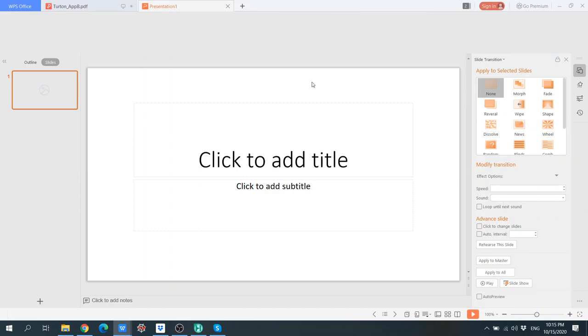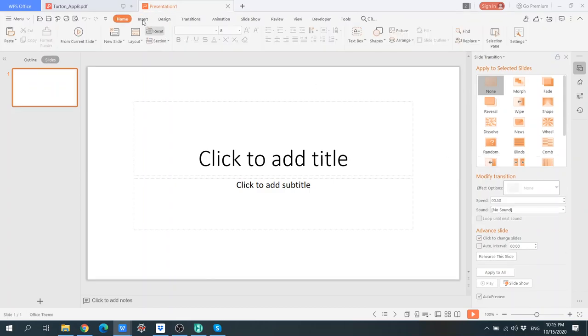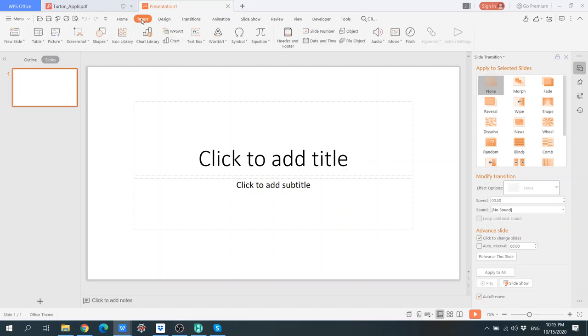So now we have... It was... Inserts. And then shape. Fine, why is this taking so long?